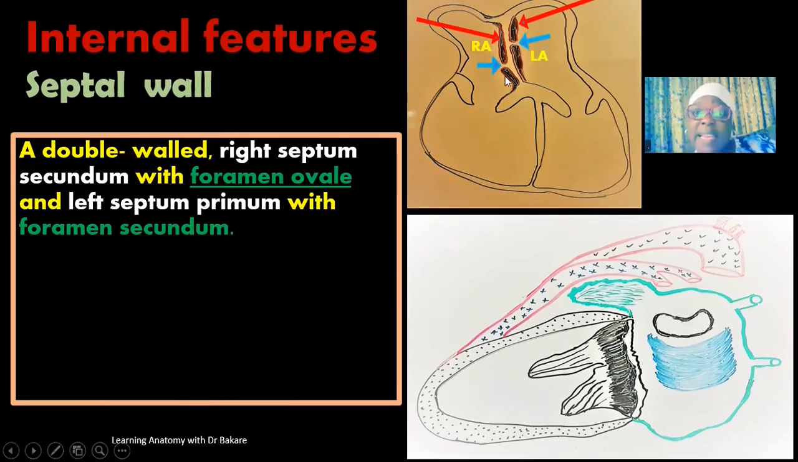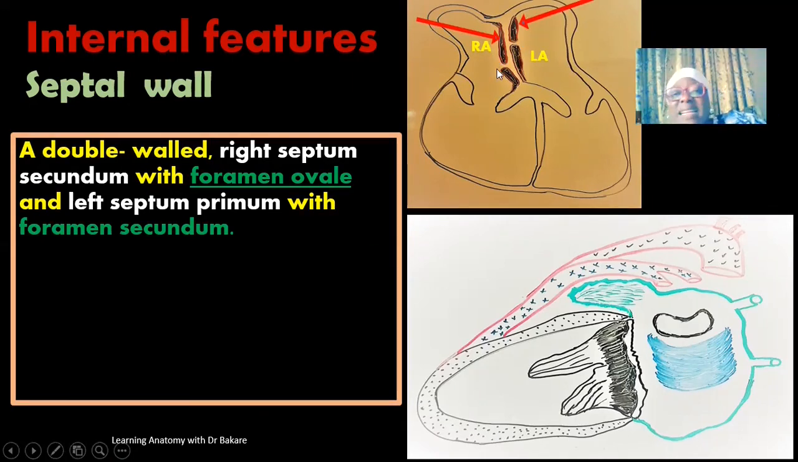These foramina are created to allow the passage of blood from the right atrium to the left atrium, so as to bypass the pulmonary circulation at this stage of development. During the developmental process, the pulmonary circulation is yet to be established, so blood is taken directly from the right atrium to the left atrium. So the foramen that is created on the right side is called the foramen ovale.